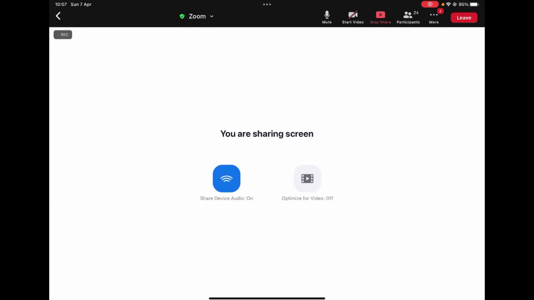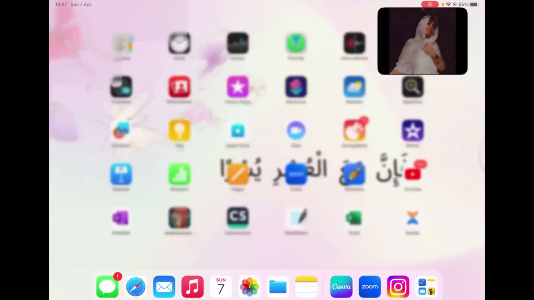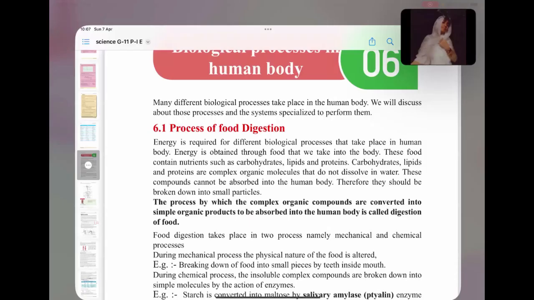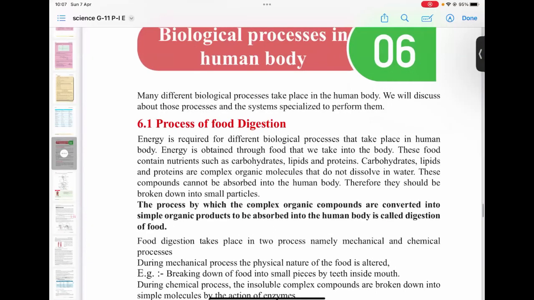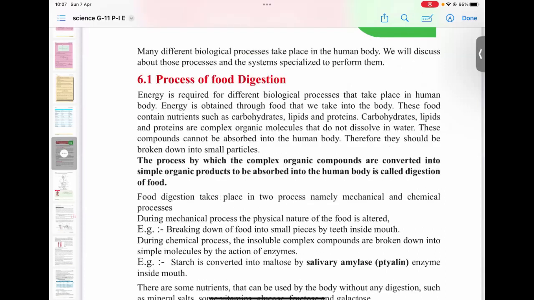So let's see your book. This is your unit 6 from grade 11, which is a very big unit. But if you study this thoroughly, you can get really pretty good marks. You can accumulate your marks.